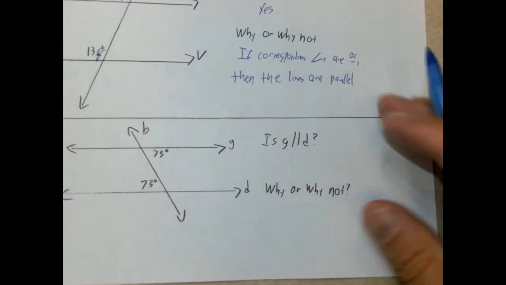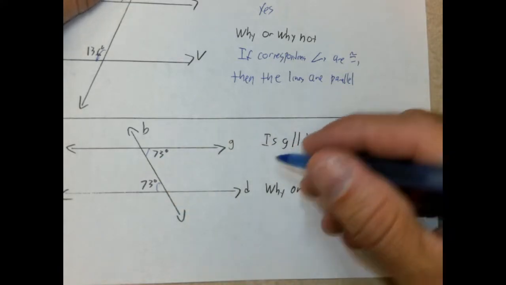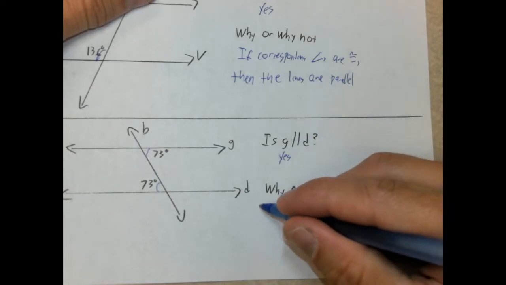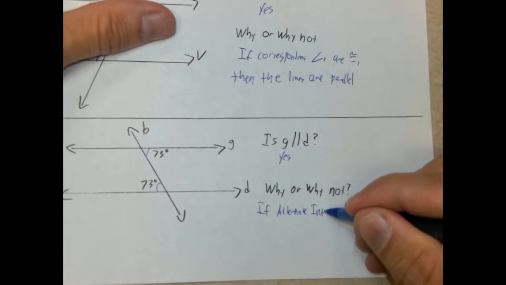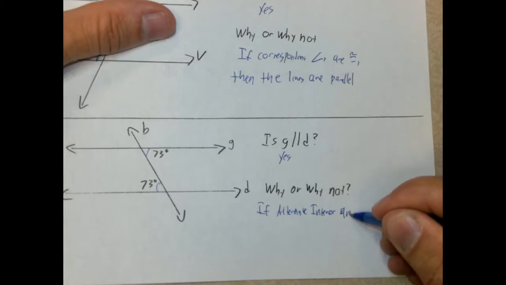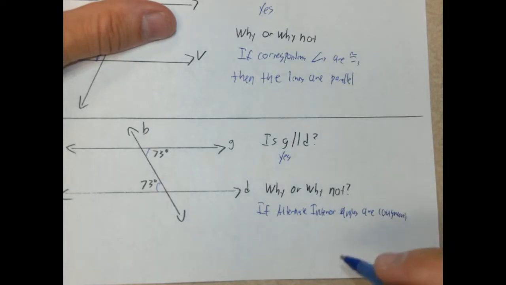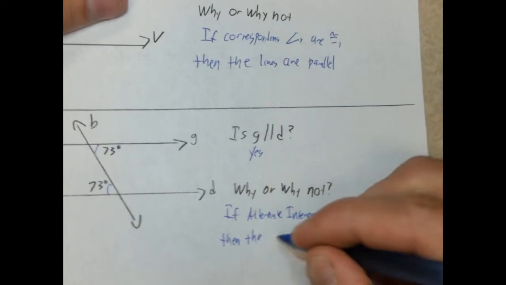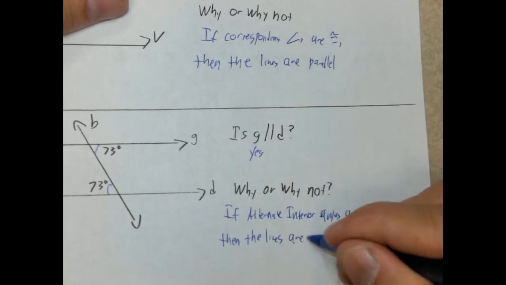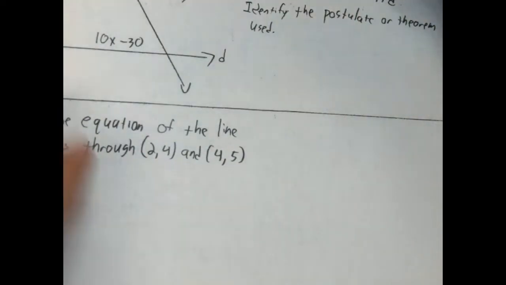Is G parallel to D? Let's see, why or why not? So these two angles rather, look to be congruent, and the angle relationship is alternate interior, so yes, they are parallel, because if alternate interior angles are congruent, then the lines are parallel. Okay.